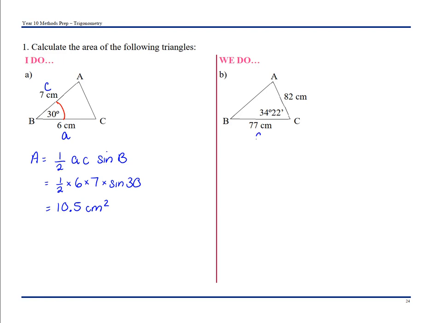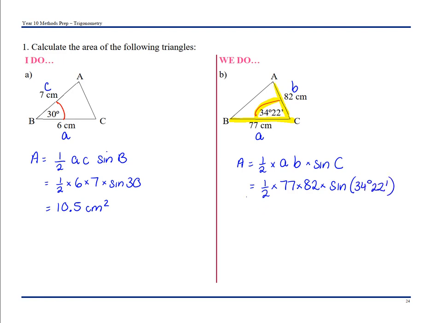Okay, so as you can see, if I label my sides, little a, little b, and I have my angle C. So when I write my formula, area is a half times AB this time, times sine of C. Again, two sides and that included angle, that angle in between. So I've got a half times 77 times 82 times sine of 34 degrees and 22 minutes. Go to my calculator and plug in what we have, and you should get approximately 1,782.09 centimeters squared.